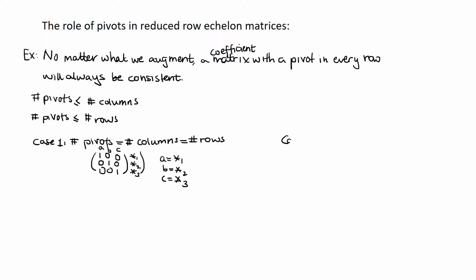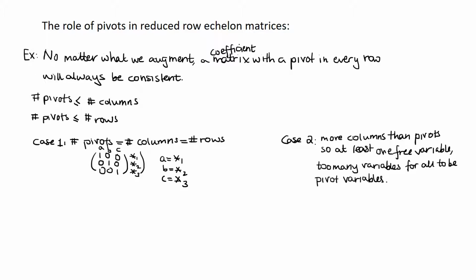What about case 2? In this case, we have more columns than pivots. So what this implies is that we have a free variable, at least one. Okay, so we have more columns than pivots, so at least one of our variables is a free variable, because not all of our variables can be pivot variables. We don't have enough pivots.